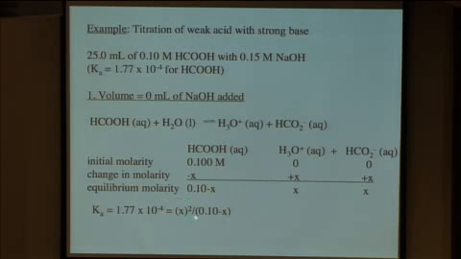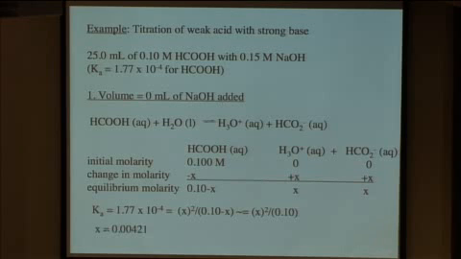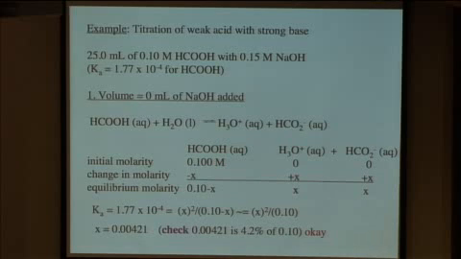So we have x squared over 0.10 minus x here. We can assume x is small and get rid of this minus x, and then later go back and check it. So that just makes the math a little bit easier. And we can solve for x. And then we can check. We can take this value, 0.00421, over 0.1, and see whether that's less than 5%. It's close, but it is. So that assumption is OK.